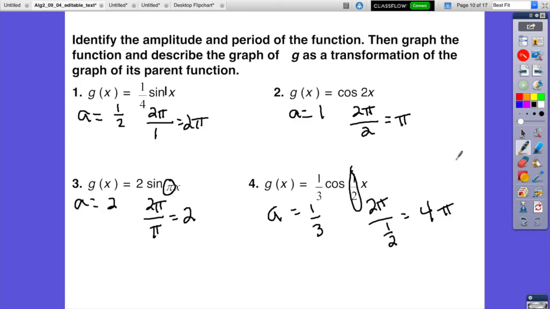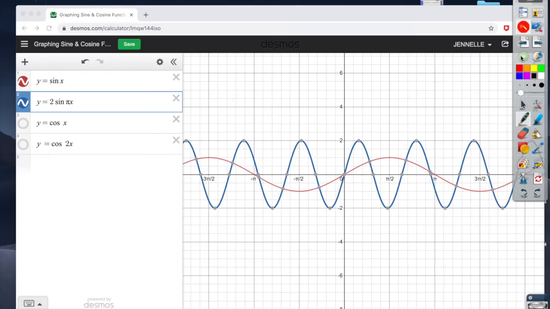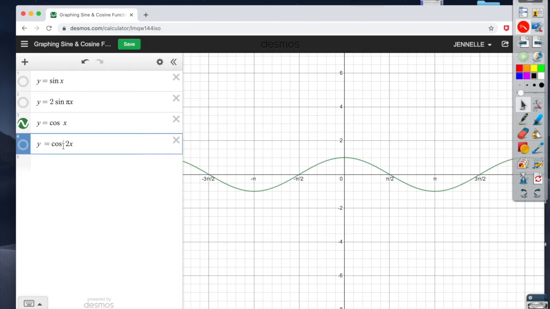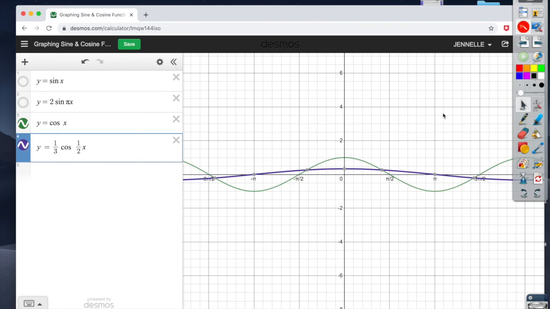All right, cosine. Let us hide those. Put the cosine in. 1/3 cosine 1/2 x. And there we go. All right, let's take a look at it.